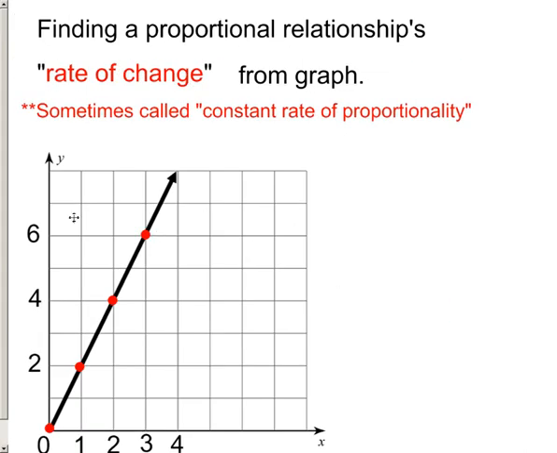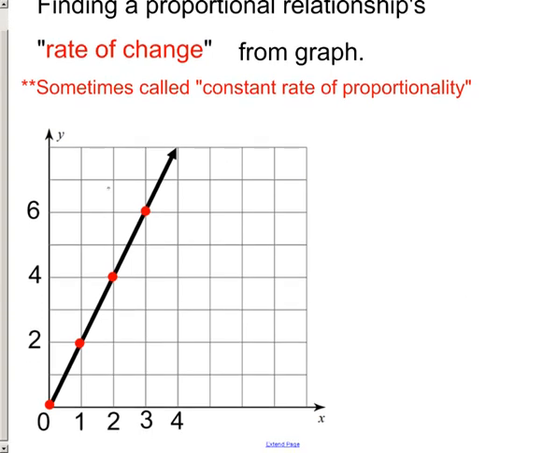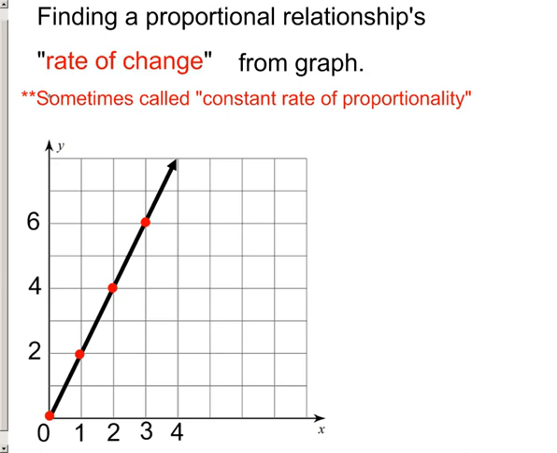Let's take a look at another graph of a proportional line. And this time we've got our grid on here, and we've got it labeled for our x-axis and y-axis. And that's going to let us be able to do a little bit more. But what I want to do is find something called the rate of change. And sometimes instead of calling it the rate of change, they will call it the constant rate of proportionality.